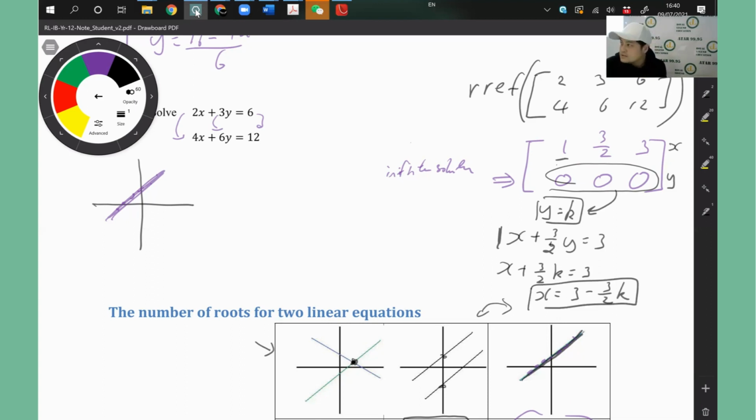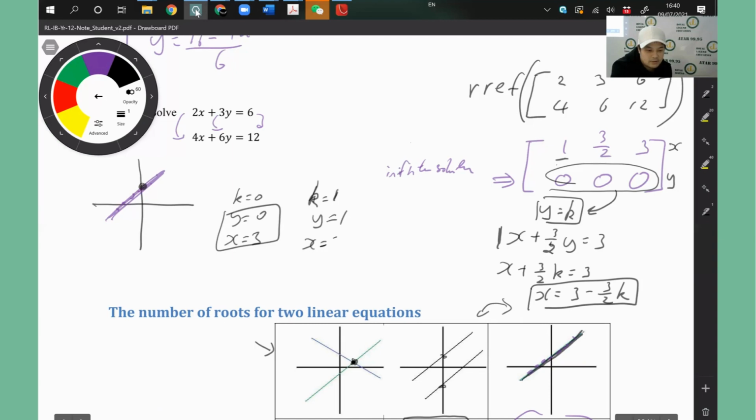Does it make sense? Yeah. So such as when k equals 0, which means y equals 0, then what's my x? X is equal to 3 minus that, which means you're going to coordinate 3, 0 here. Make sense? Then when k equals 1 or 1.5, 1.2, anything. So y is equal to 1, then x is equal to 3 minus 3 on 2. You've got another value. This is another coordinate somewhere here. And so on and so on.